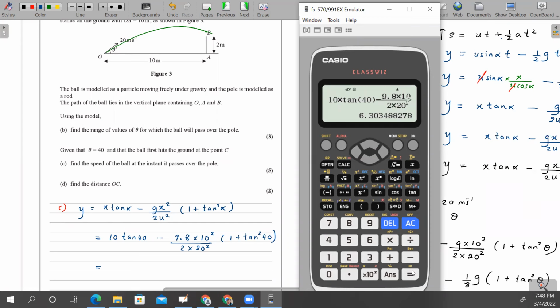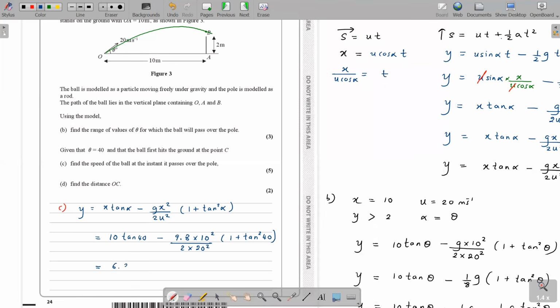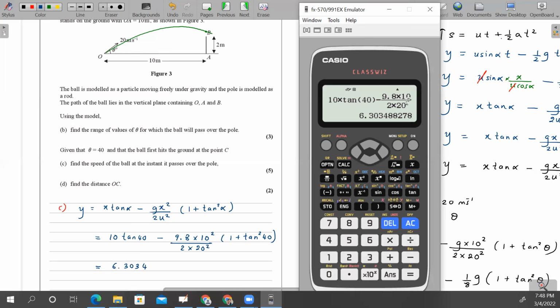So that you can see the y value. So clearly it's going well above the AB wall, or whatever the pole you have there. It's going well above because AB is 2 meters while this is 6.3. So more than 4 meters above the pole the ball will pass, isn't it? So y is 6.3034, 6.303488.